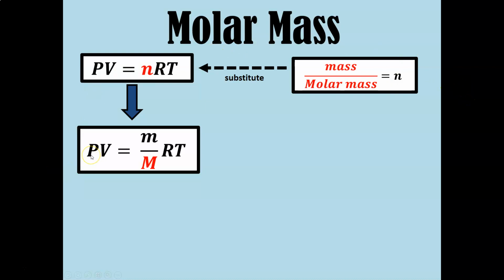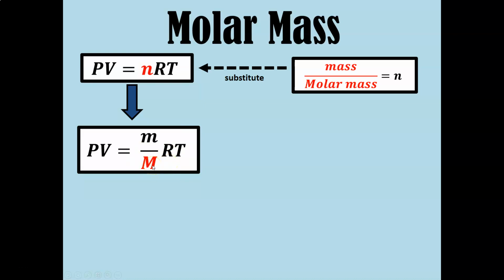I know the pressure of the gas. I know the volume of the gas. I know how many grams of the gas I have. I know the ideal gas constant, and I know the temperature of the gas. So what I'm trying to find is the molar mass of this unknown gas.